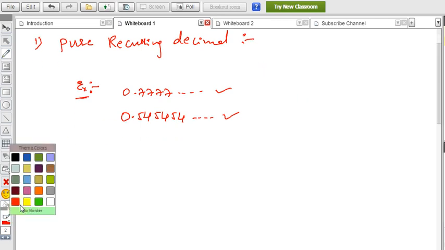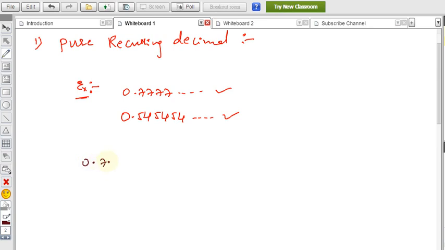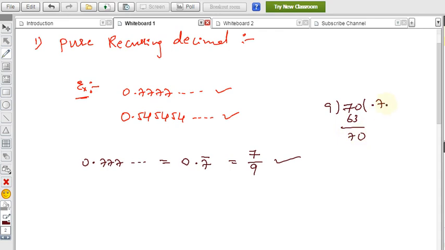Take the previous example, 0.777. It is repeated, right? We can write this as 0.7 bar, meaning that 7 is repeating. Then we take 7 divided by 9. How many digits are repeated, that many 9s we keep in the denominator place. So 7 by 9. If you do the division, you get exactly 0.77 repeating. You can check: 7 divided by 9. 0 point, because it is small. 9 7s are 63. Again the remainder is 7. Put 0. Again 9 7s are 63. So it repeats continuously.